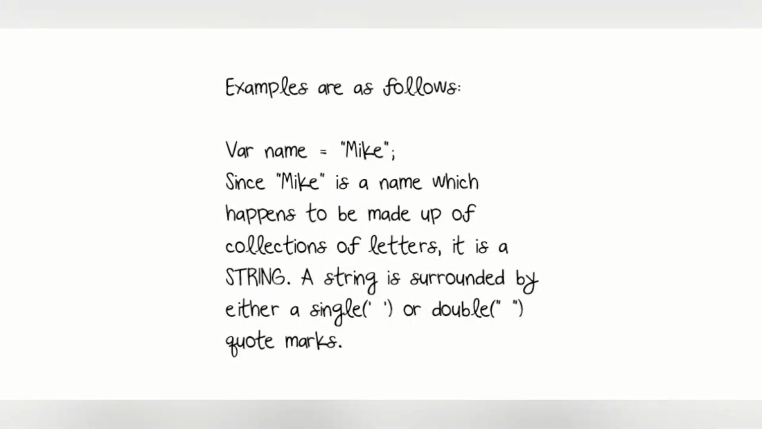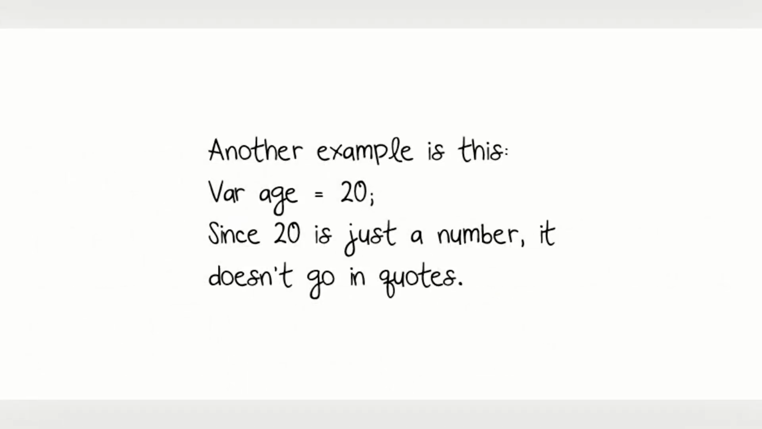An example is this: var name equals Mike. Since Mike happens to be made up of a collection of letters, it is a string. Now, strings are surrounded either by single quotes or double quote marks. Another example is this: the variable age equals 20. Since 20 is just a number, it doesn't go in quotes.